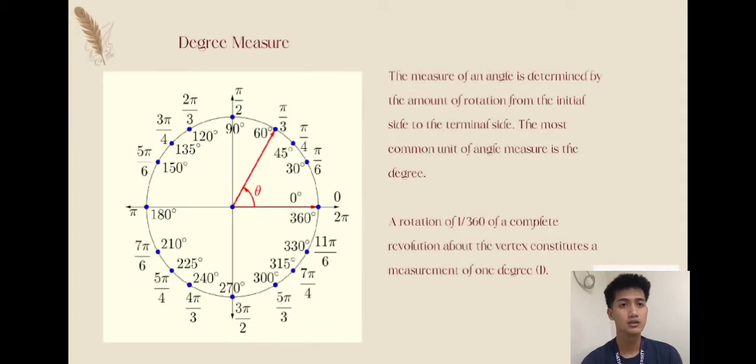So next is degree measure. The measure of an angle is determined by the amount of rotation from the initial side to the terminal side. Degree is a unit to represent the measurement of an angle. A rotation of one complete revolution about the vertex constitutes a measurement of 360 degrees. There are also different degree measures, such as 180 degrees, taking one half of one revolution, 30 degrees, 90 degrees, and so on.